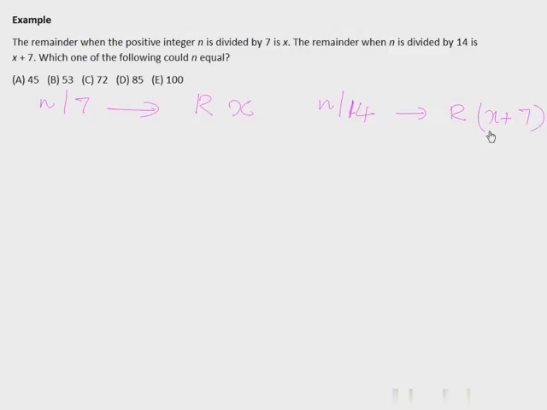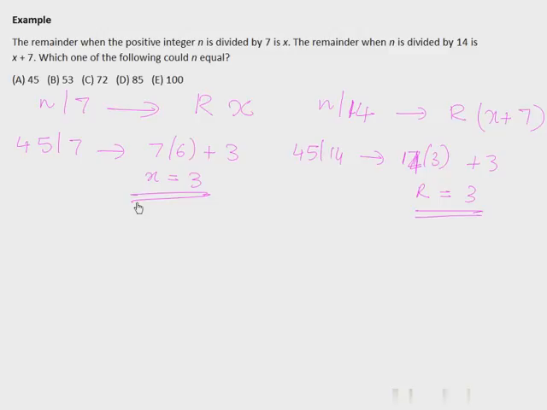Fine, so I just need to check the information. I divide each of them by 7 and see what happens. So 45 divided by 7: 7 sixes are 42, the remainder is 3. So x is equal to 3. Then I need to divide 45 by 14. That's 14 times 3, which is 42, plus 3. So the remainder is equal to 3. The remainder is not equal to x plus 7. I needed a remainder of 3 plus 7. So 45 is not my answer.